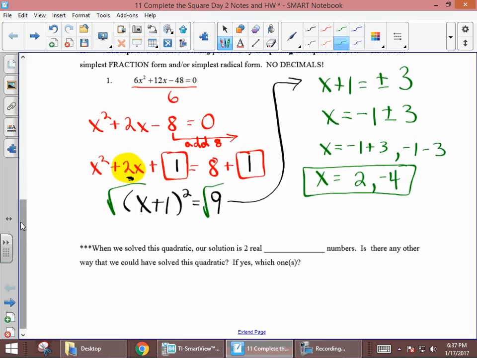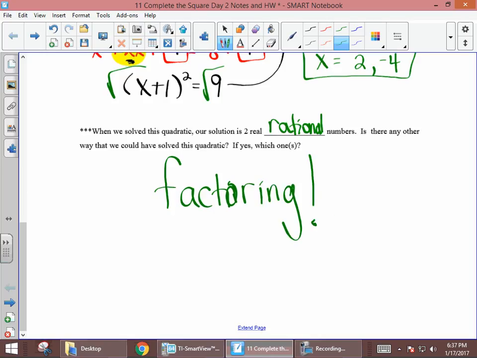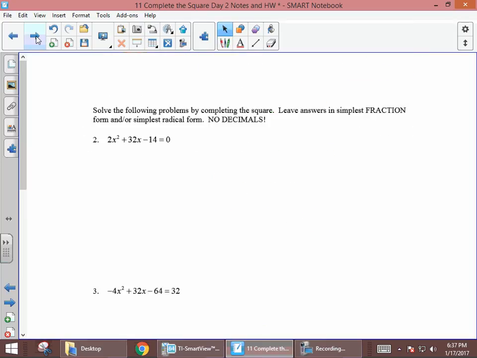Now, when we solve this quadratic, our solution is 2 real rational numbers. Is there any other way that we could have solved this quadratic? If yes, which one? Hopefully, you are all saying right now, by factoring. Yes, anytime our solutions are rational, that means no square roots, no imaginary units in it, we could have factored. All right, go turn the page on the back.